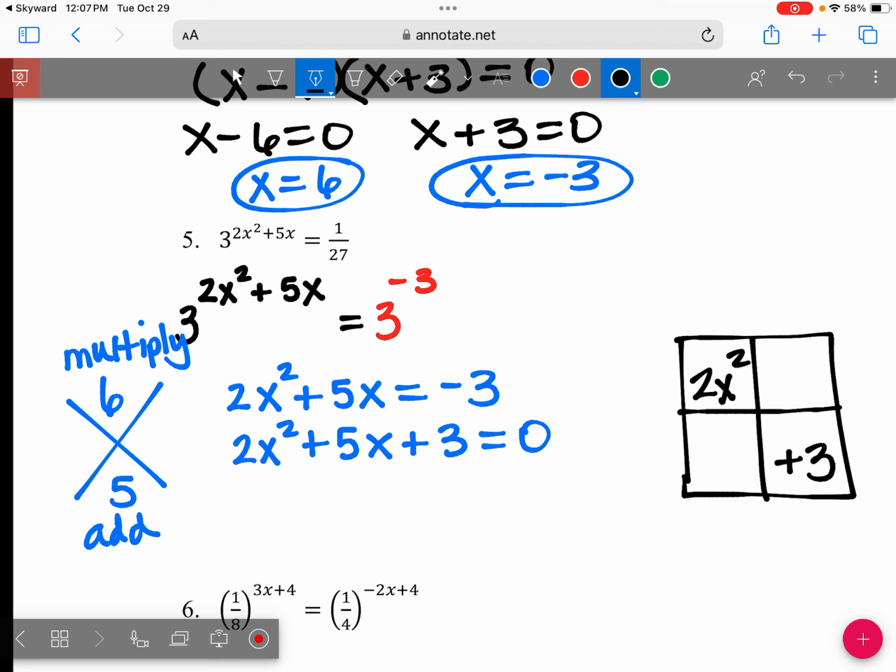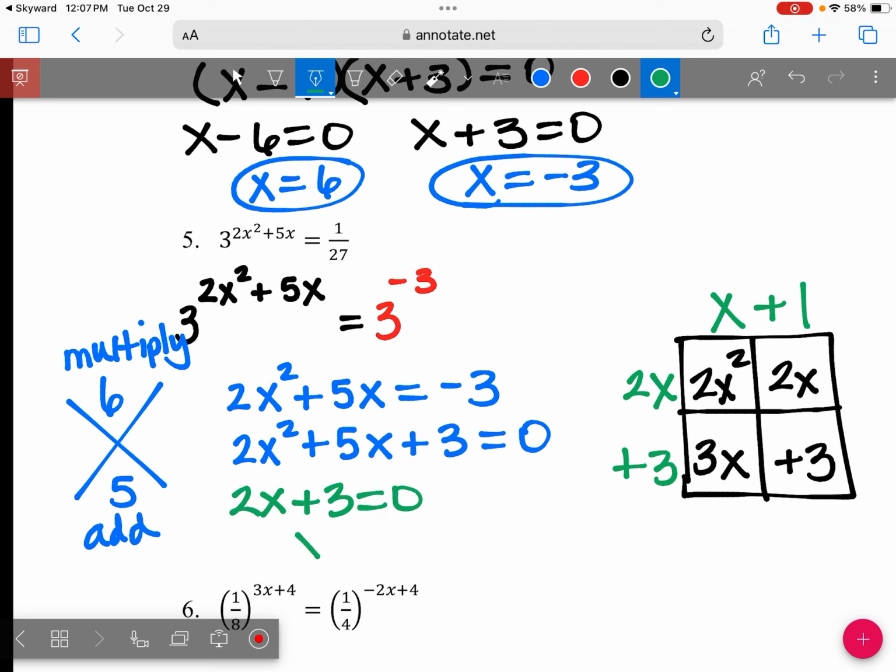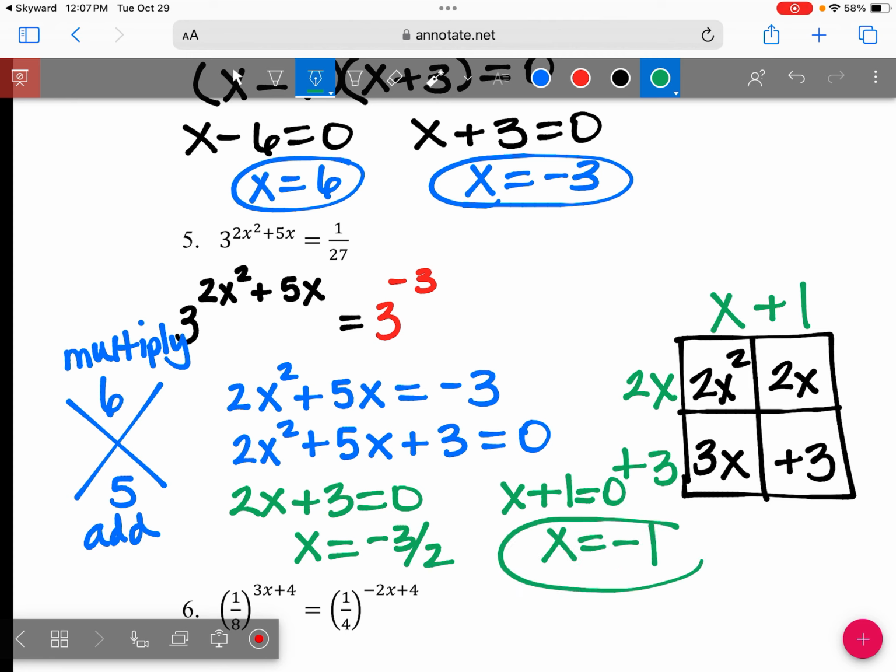So what would be your numbers that multiply to 6 and add to 5? 3 and 2. Let's go ahead and take out our GCFs. So that gives us 2x plus 3 equals 0, which means x is equal to negative 3 over 2. X plus 1 equals 0. X equals negative 1. And that would be your two answers.